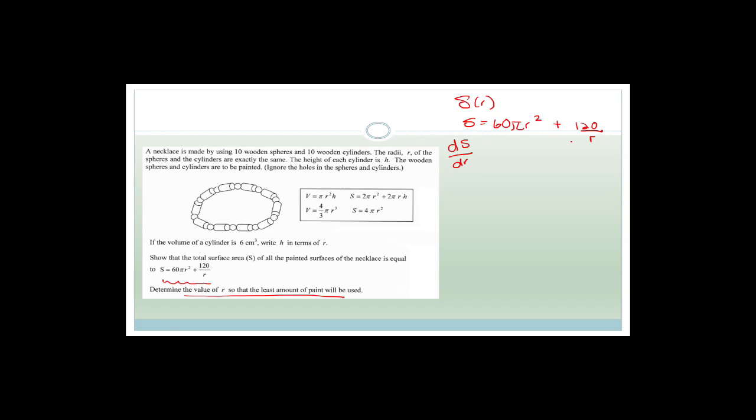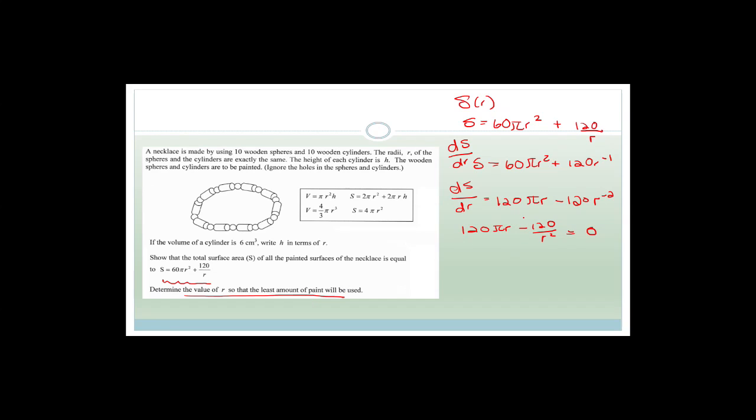Okay, but the problem, before we even start, is we need to change this thing here. So we have to take it to the top. So that becomes 60 pi r squared plus 120 r to the negative 1. Now we can find the first derivative. So ds by dr is equal to, take the 2 to the front, 120 pi r, 2 minus 1 is just r, minus 1, take it to the front, becomes minus 120 r to the negative 2. Now you want to let this equal 0, just find the least amount. So we're going to go 120 pi r minus 120 over r squared is equal to 0.